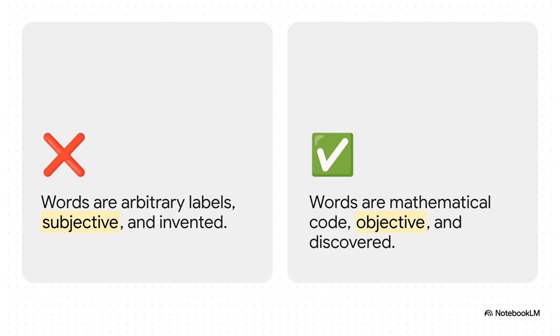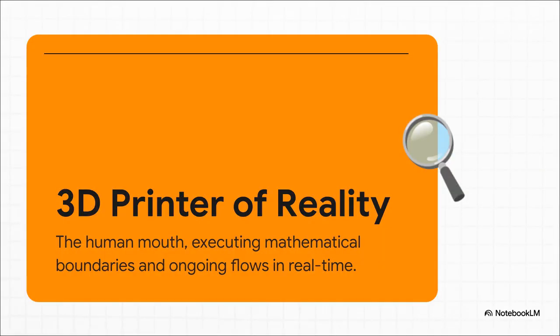But the White Book completely flips this script. It argues that mathematics is the only truly objective phenomenon. So language, which is driven by the mathematically precise geometry of your vocal tract, is an objective code we discovered, not invented. Under this framework, you aren't throwing around arbitrary labels, you are executing precise mathematical commands. And here's the crucial takeaway. The source posits that your mouth is an active, biomechanical 3D printer, literally the only organ capable of physically rendering mathematical intention into physical space in real time.